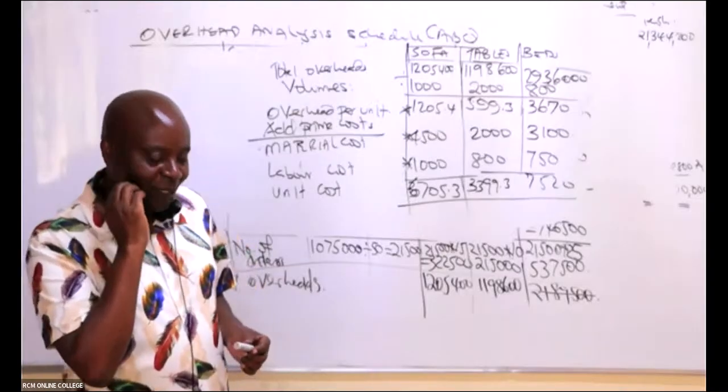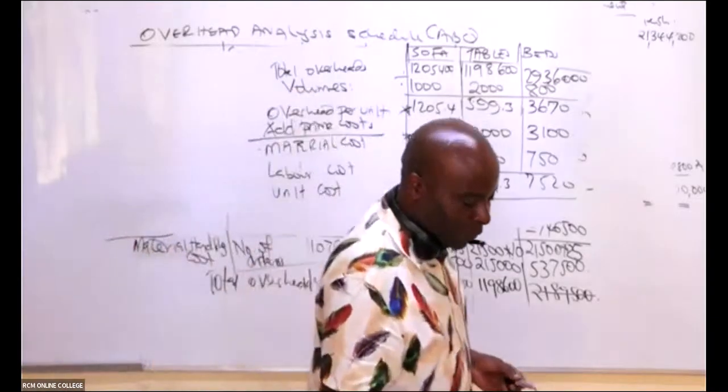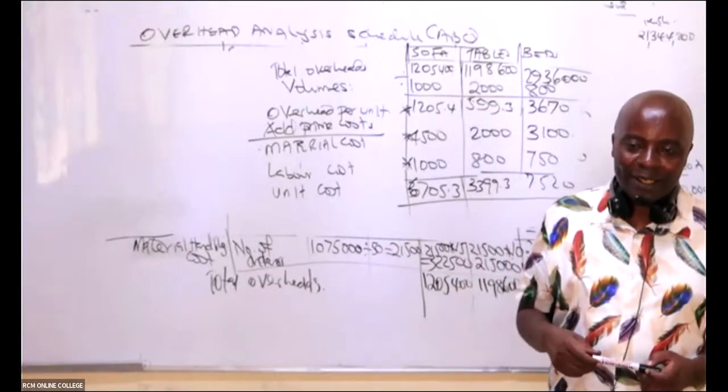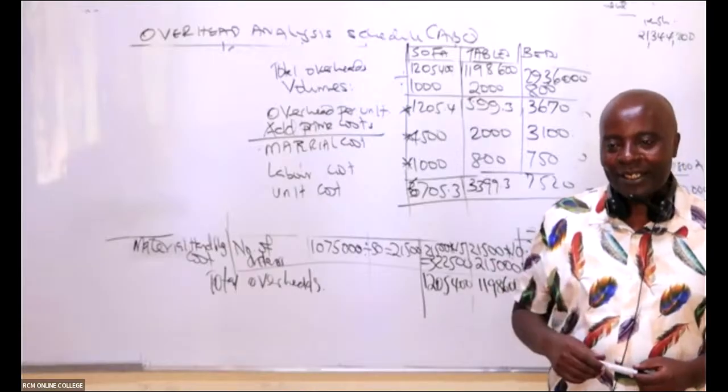The cost that we have there will be different. Which method in this case will you trust their figures? ABC. It's modern.